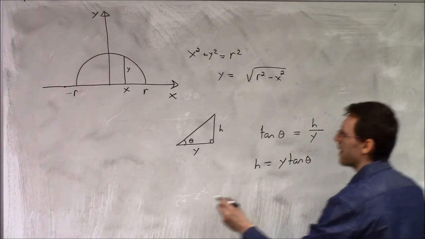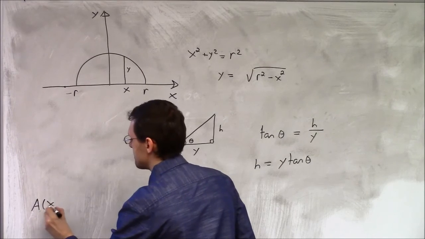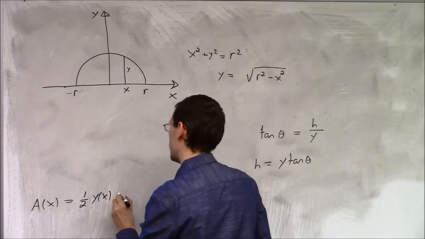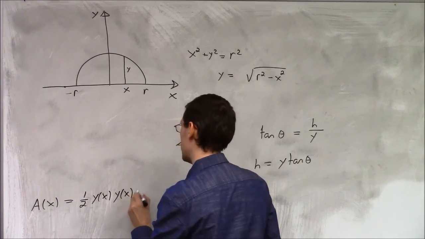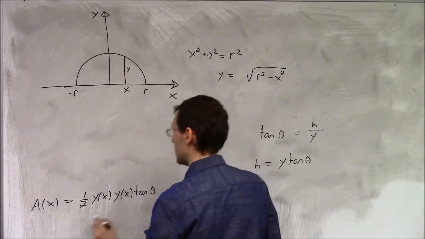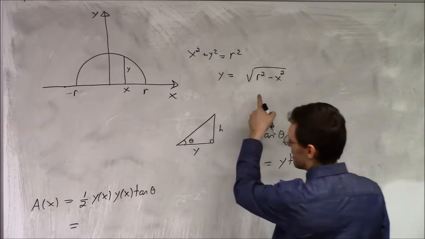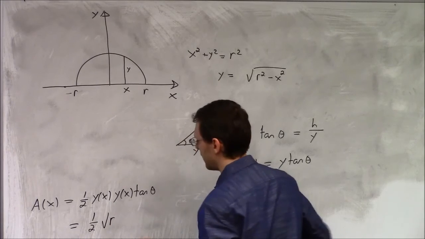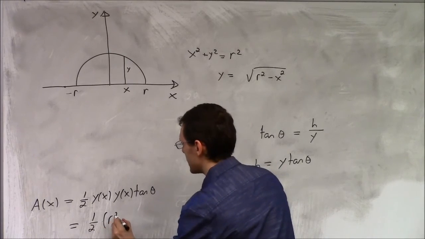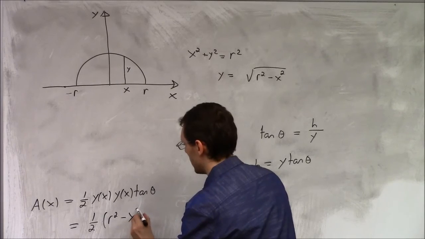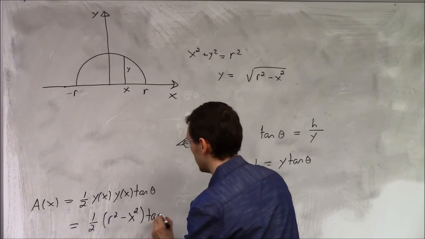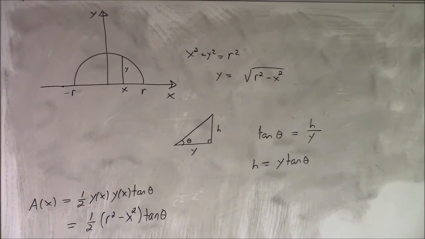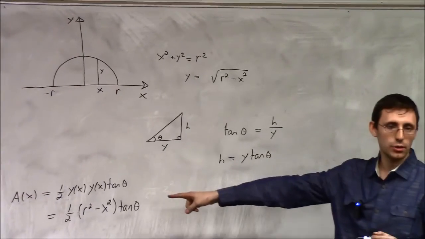So I have an extra y. So in essence, my area of x is equal to 1/2 y of x times y of x tangent theta, which is the square of y of x, so that's going to equal 1/2 (r squared minus x squared) times tangent of theta. Yeah? You agree that's my cross-sectional area?